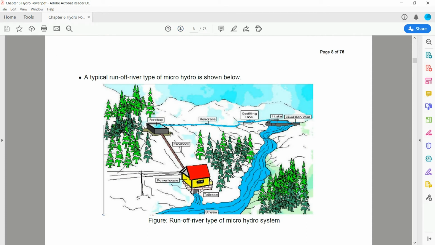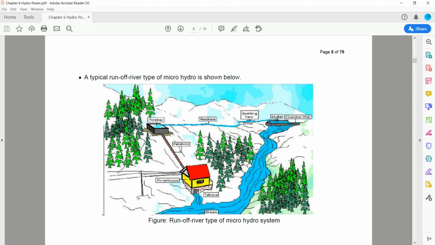So this picture shows a typical run-off river type of microhydro. Here we have the small weir or dam. Here is the intake, and this is the diversion weir. So we divert some of the water flow into this intake. You will learn all the functions of these components after this.